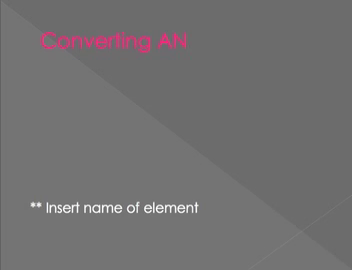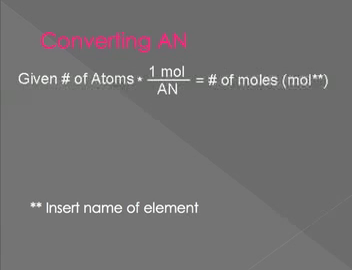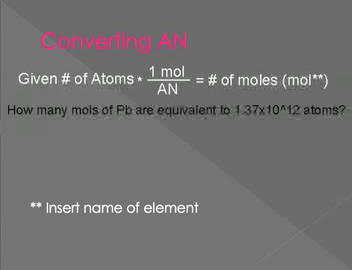Now, if we want to switch that around a little bit and we're given the number of atoms, but we don't know how many moles are in the equation, we're going to use that same fraction in the other one, that AN over 1 mole. We're going to take the reciprocal of that, and we're going to use the numbers given. So for this example, how many moles of Pb are equivalent to 1.37 times 10 to the 12th atoms?